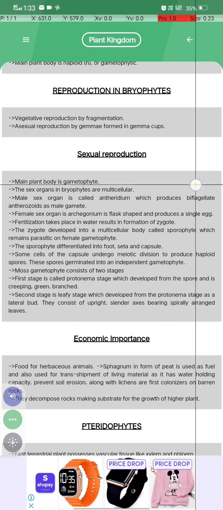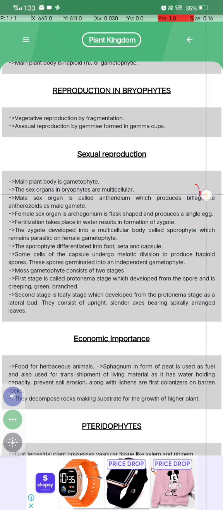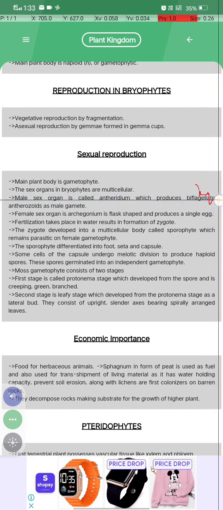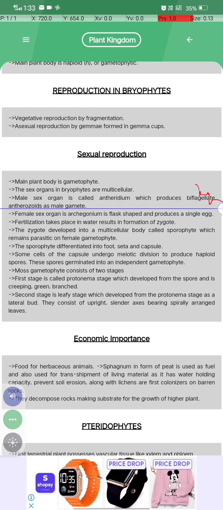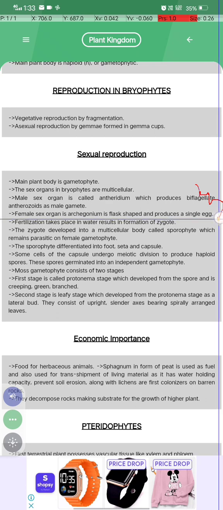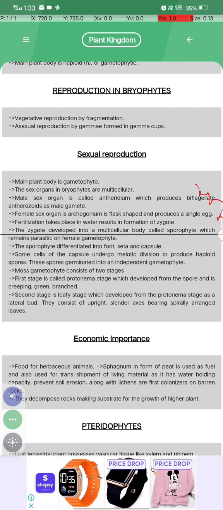In sexual reproduction, the main body is the gametophyte and the sex organs are multicellular. The male sex organ is called the antheridium, which produces biflagellate antherozoids as male gametes. The female sex organ, the archegonium, is flask shaped and produces a single egg. Fertilization takes place in water, resulting in the formation of a zygote. The zygote develops into a multicellular body called the sporophyte, which remains parasitic on the female gametophyte.